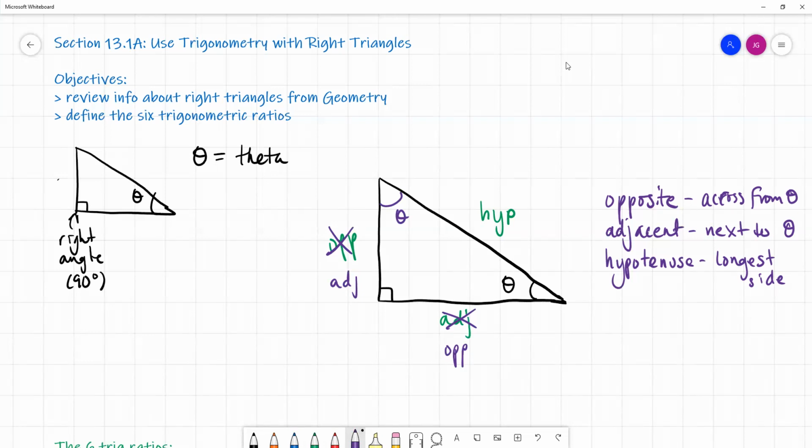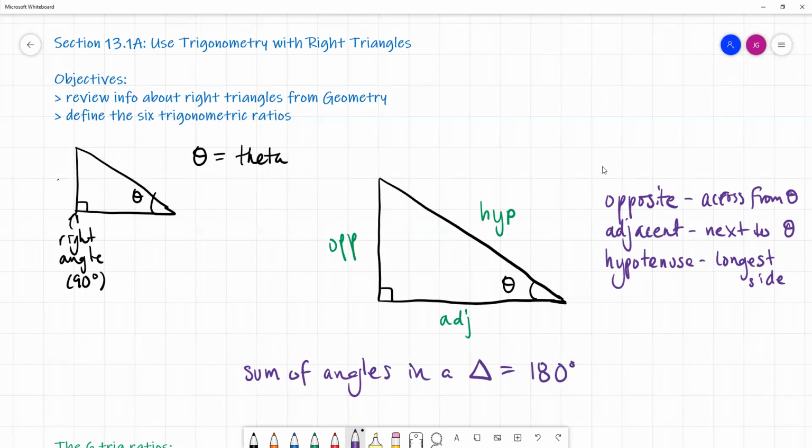Once I put theta somewhere, I don't want to necessarily change it unless I want to work with a different angle, okay? In that case, we might need to do a little bit of relabeling, okay? So that's just kind of the general idea of that. And then just one more thing to remember, the sum of angles in any triangle, right? In a triangle, what does that have to be? It's 180 degrees, okay?